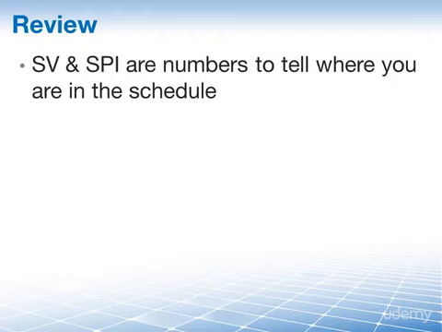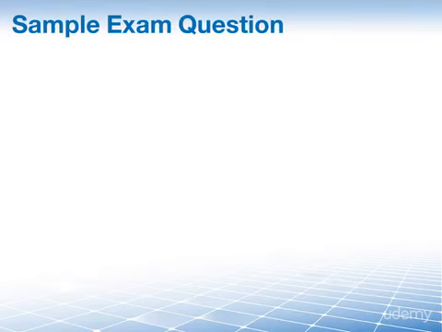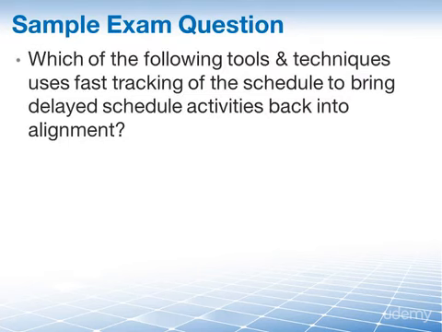However, as we have seen, schedule variance and SPI are just numbers. There is an art to understanding them, to interpreting them, and taking appropriate action based on the situation that you are in on your project. Last but not least, we will also issue change requests, which are needed for many kinds of corrective and preventive actions.